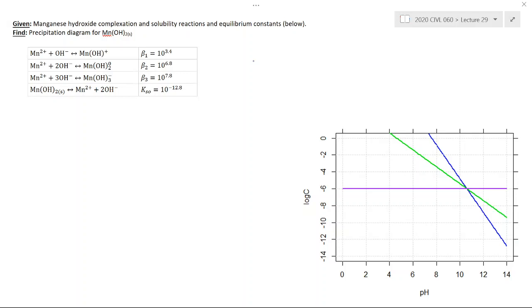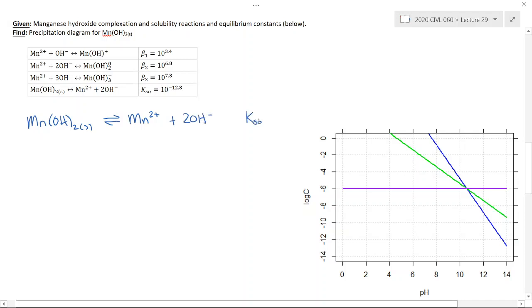Okay, so to derive this line, we're going to use the manganese hydroxide solid reaction, the fourth reaction, as well as the second complexation reaction. So I'm going to go ahead and write these out. So I have manganese hydroxide solid, which forms manganese free ion and two hydroxides, and the equilibrium constant is KSO.